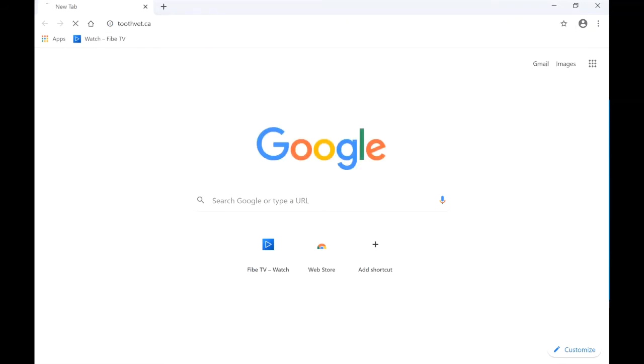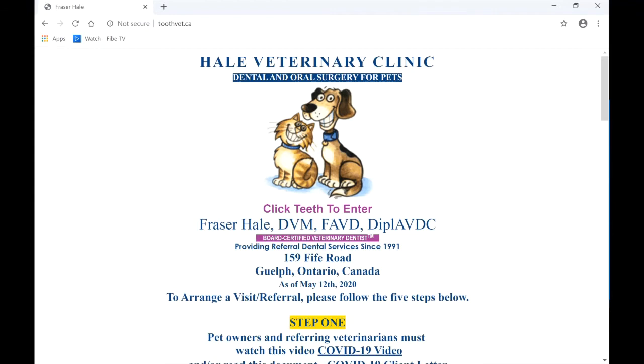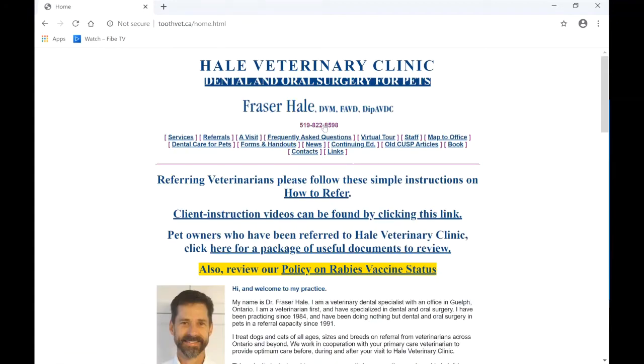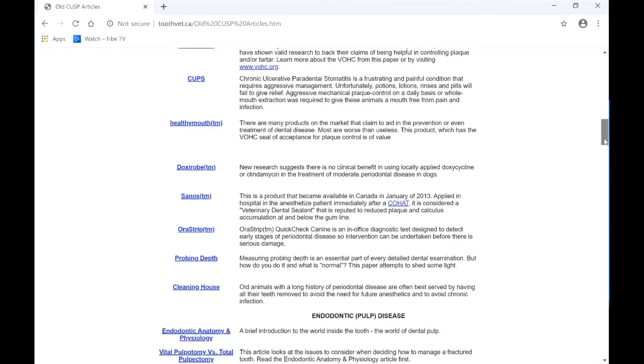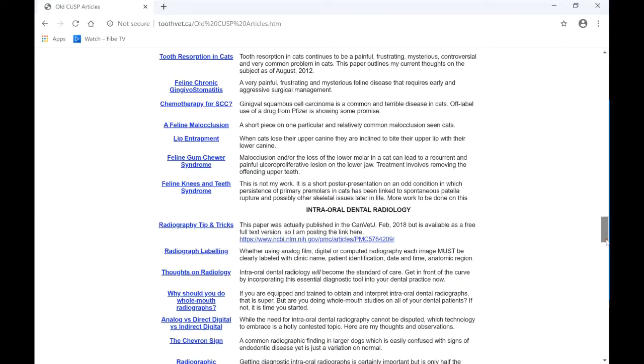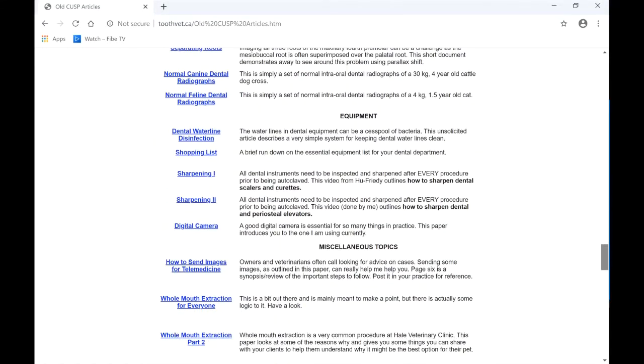www.toothvet.ca. That's my website. And here's the landing page that takes you to. If you then click on the dog or cat's teeth, that takes you into this next page. And you can see here we've got at the top a number of buttons, each one taking you to a different page on my website. But the one in particular we're looking for right now is the old cusp articles page. So you would click on that, and that takes you to this page where I have posted PDF versions of a number of papers that I've written over the years and self-published on a variety of topics regarding veterinary dentistry.